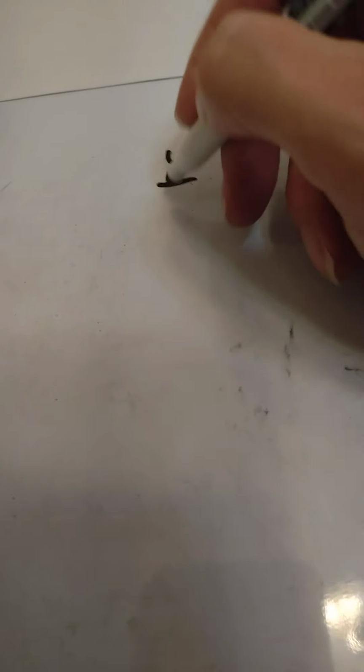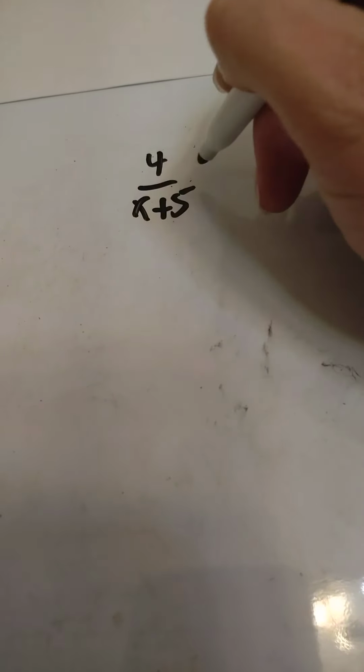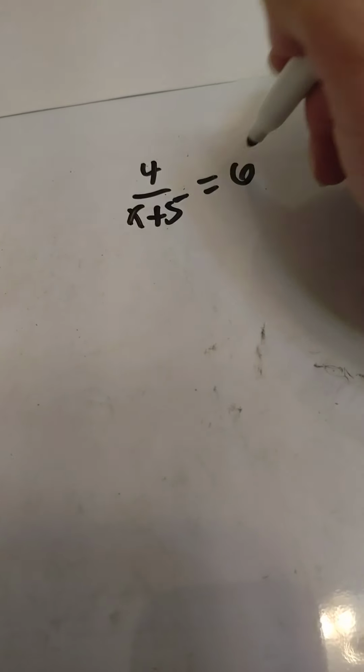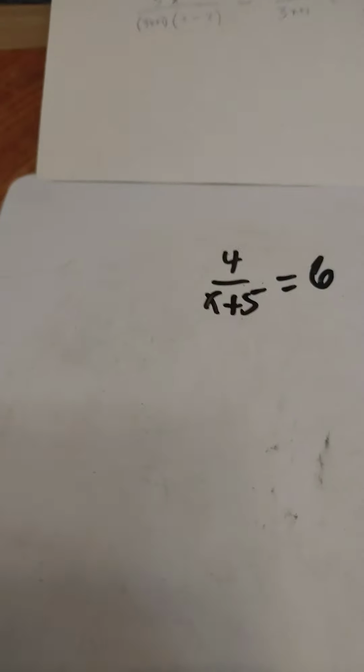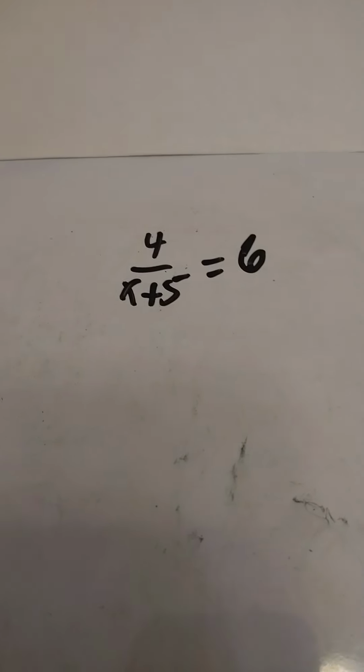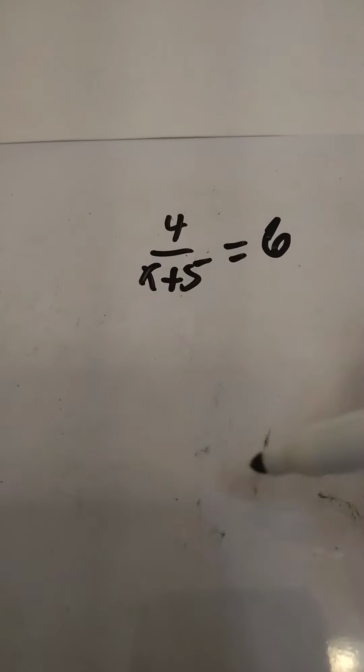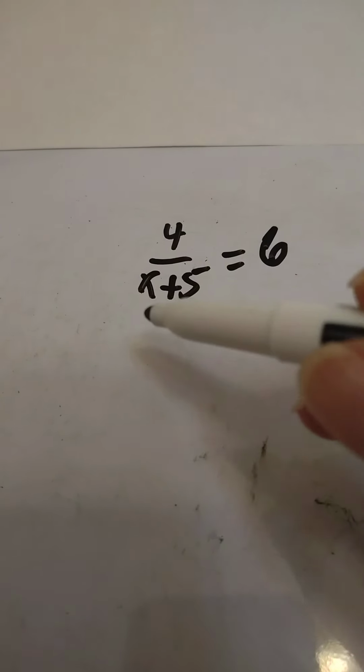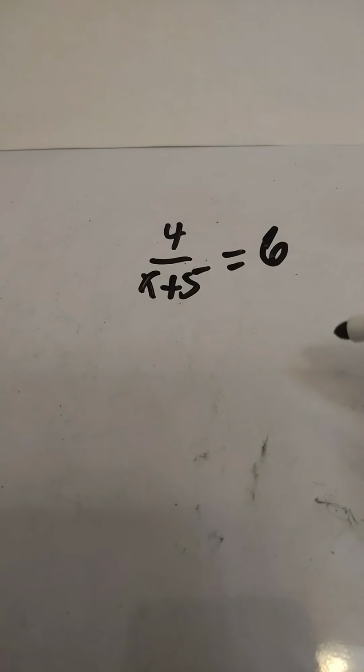Okay, how about we have something like this. 4 over x plus 5 equals 6. Well, there's a few ways we can do this. We want to solve for x. That's the name of the game here. Solve for the variable x here. For what value of x will make this a true statement?